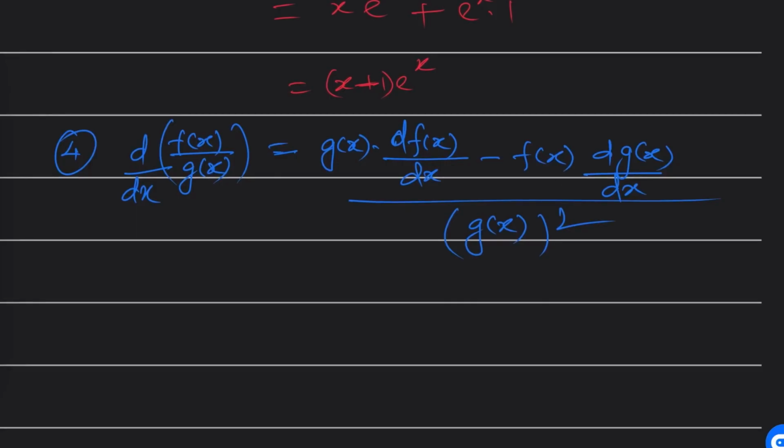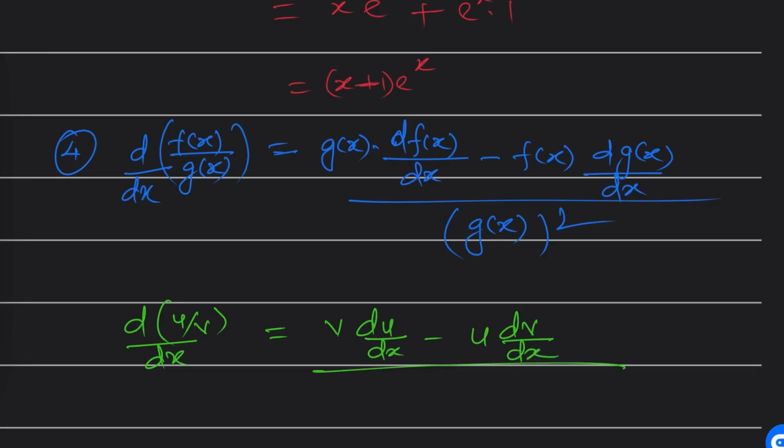Wait a second. Sir, differentiation of u by v form. What is this, sir? Keep v as it is, differentiation of u with respect to x, minus u as it is, differentiation of v with respect to x, divided by v square. Isn't it easy? Easy. The denominator will be the square of v, sir. Okay, you should keep this in mind. This is the rule, sir.